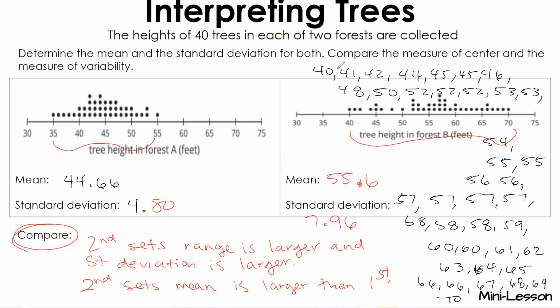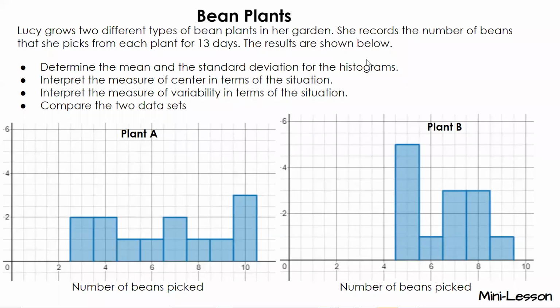Take a look at this histogram. So Lucy grows 2 different types of bean plants in her garden. She records the number of beans that she picks from each plant for 13 days. Here are the results. So this one you have to determine the mean and standard deviation. This one's going to be more like what you would see on your final. The last one had an excessive amount of numbers. This one's going to be a little bit easier to put in.